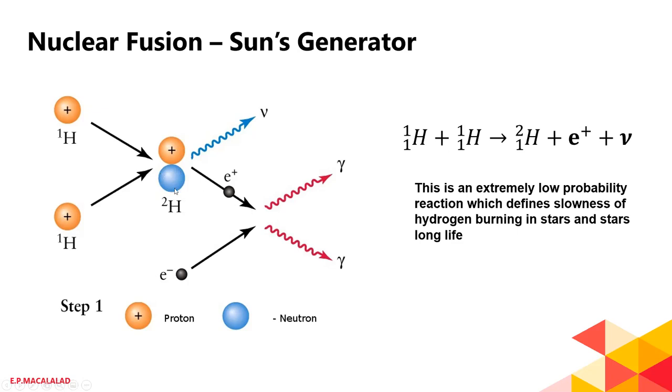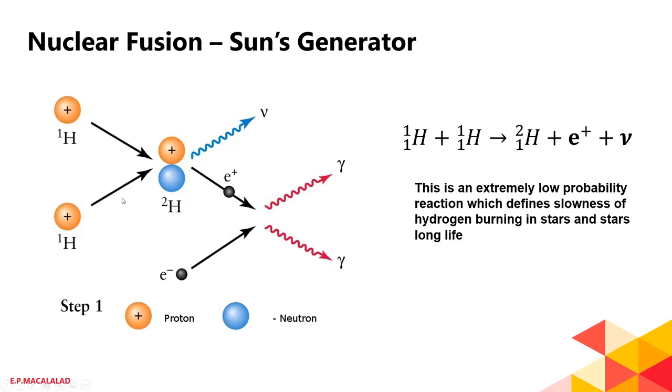So this is your neutron and a proton in a deuterium. The positron will annihilate a nearby electron. That annihilation of the positron and electron, which are antimatter of each other, produces energy in the form of gamma radiation. This is an extremely low probability reaction, which defines the slowness of the hydrogen burning of stars, as well as the long life of stars.